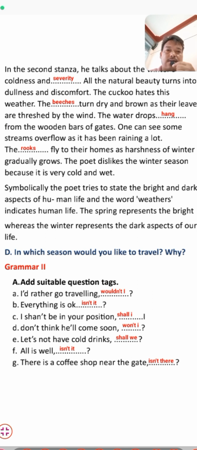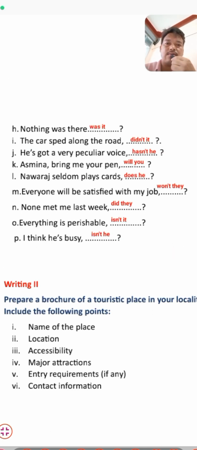All is well, isn't it? There is a coffee shop near the gate, isn't there? Nothing was there, was it? The car sped along the road, didn't it? He has got a very peculiar voice, hasn't he?